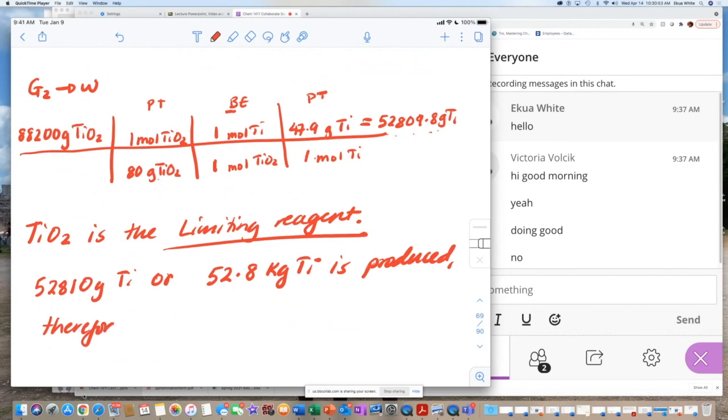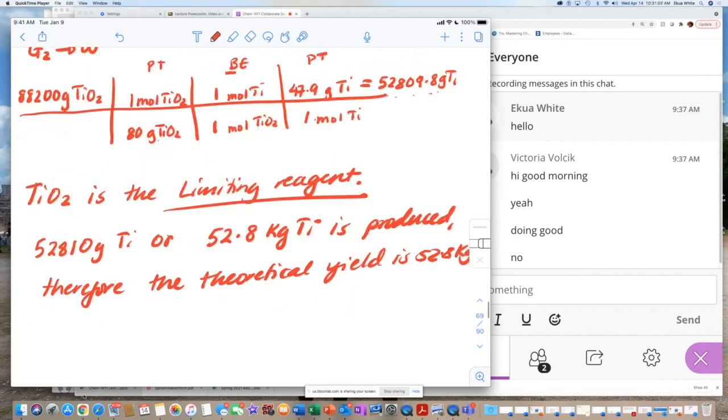Therefore, the theoretical yield is 52.8 kilograms. Okay, so you can write it like this or write it like that if it's the fill in the blank problem. If it's a multiple choice, you have to find the one that matches. So far I have answered by saying which formula is the limiting reagent, the one that makes less product, and I've said how much of the product is actually made, this amount here or this amount.